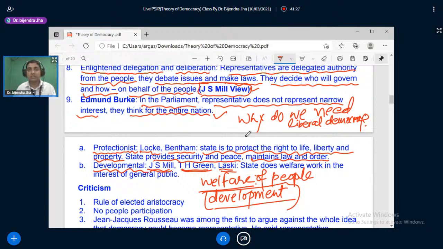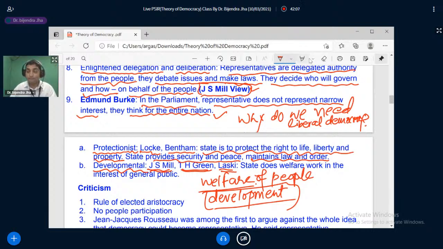State, yes, the state needs to provide security and peace and maintain law and order, but it also has some tasks of development, right? Some tasks of welfare programs. For example, to provide health, education, infrastructure, employment, pension and securities, right? So those are the two perspectives.